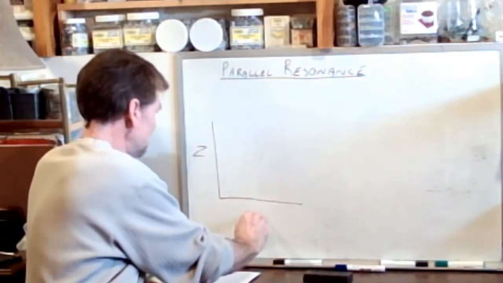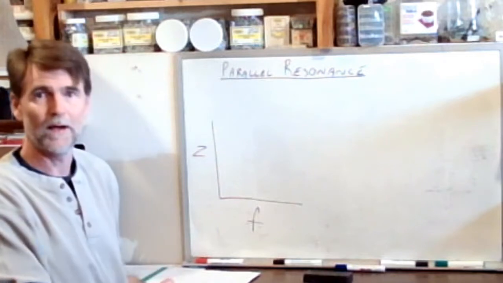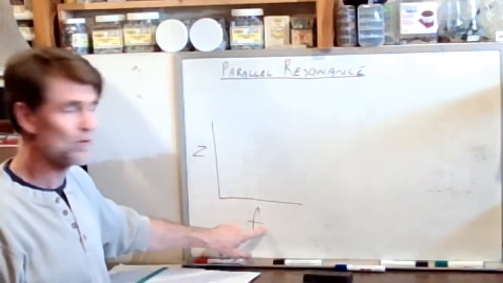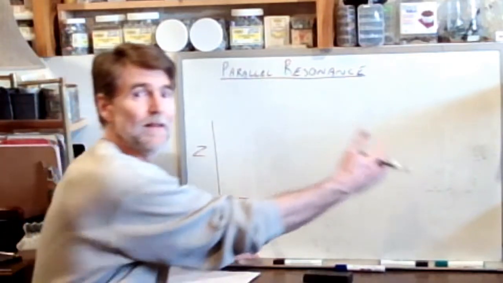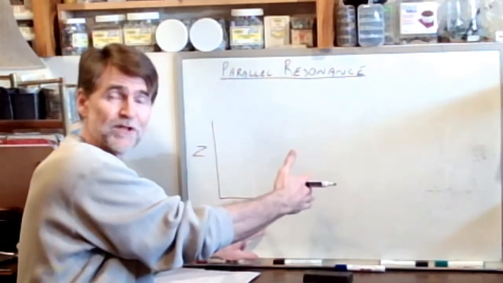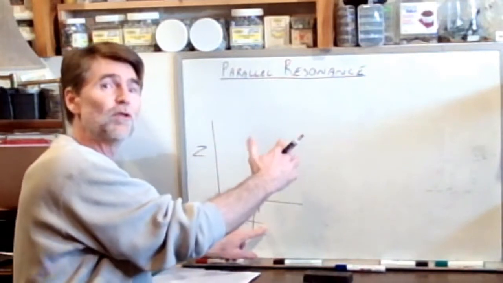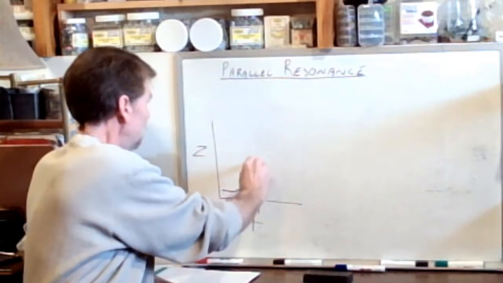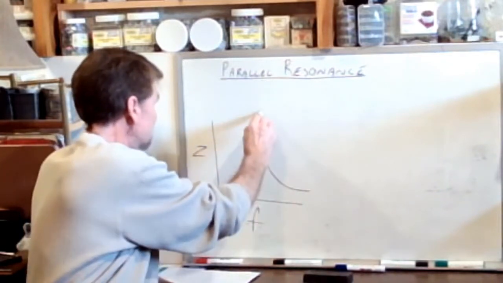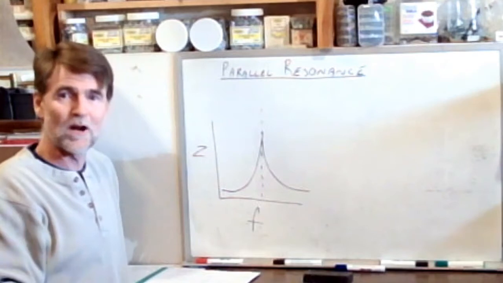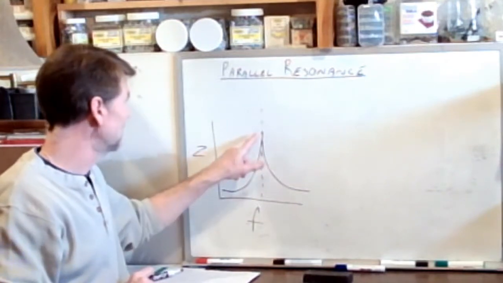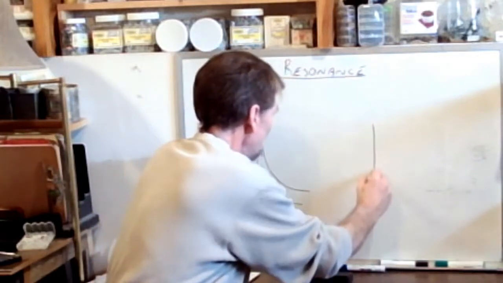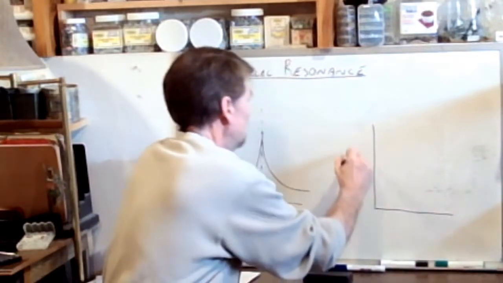So let's chart this based on frequency. Okay, what happens to Z as we approach resonant frequency? We eliminate those additional parallel branches, okay, which increases Z. And the result is this, and there's our resonant frequency, and Z peaks. Well, here's the question. Now, what does that mean for current?